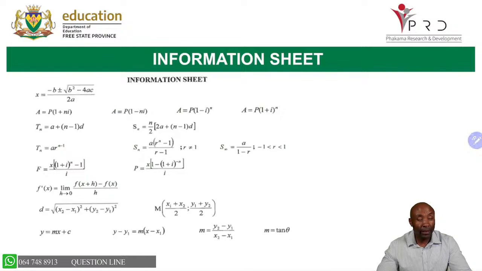We have financial maths next. We have our sequences and series, dealing with the arithmetic sequence and series there. We have our geometric sequence and series formula there. We have also our financial maths, and then we have our calculus. We have our distance formula, midpoint formula, the equation of a straight line, as well as the formula for gradient, as well as for the angle of inclination there.